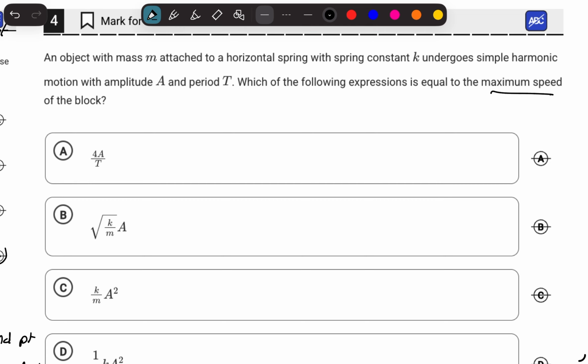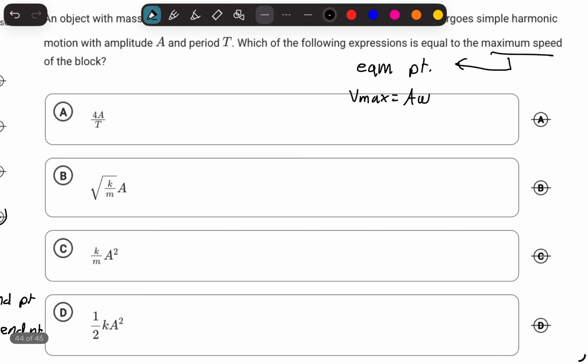So we know that the maximum speed is going to occur at the equilibrium point. That's when your v max is equal to amplitude times omega, and this is true. We know that two equivalent forms of this equation are going to exist because omega is equal to 2 pi over T, and we know that's for a period, and we know that for a mass spring system, you're going to have that omega is equal to the root of k over m.